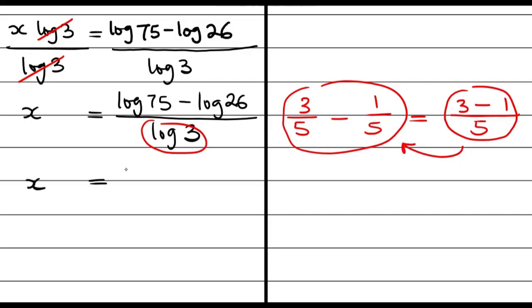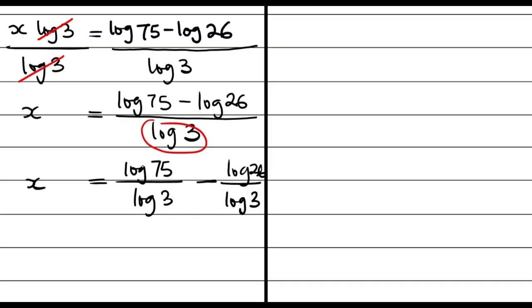Now I have x equal to log of 75 over log 3, minus log 26 over log 3. In order to break this further, I need to break down this 75 into its multiple factors. Actually, this is going to help.